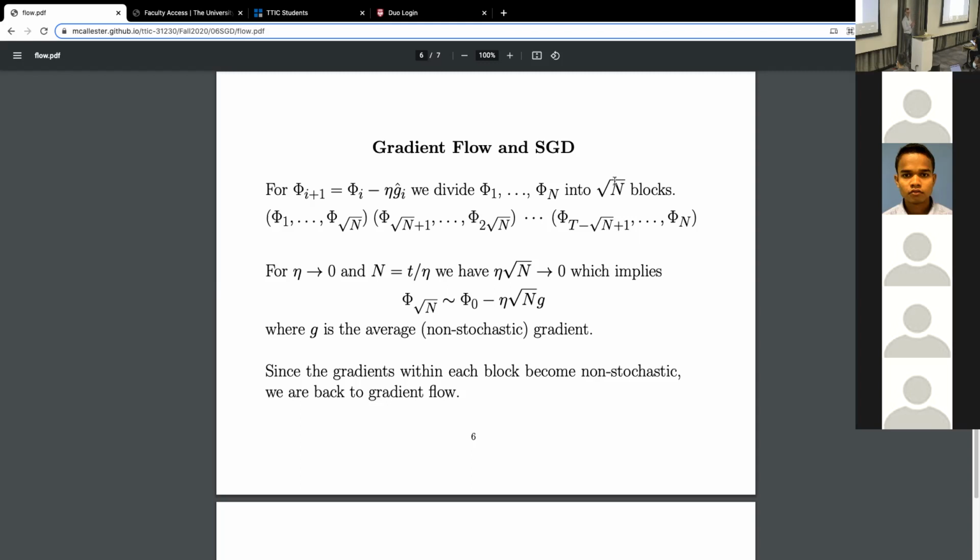Anyway, the answer is, as eta goes to 0, if you hold eta constant at some very small value and look at the time evolution of your parameters, that time evolution approaches the gradient flow, the continuous gradient flow.